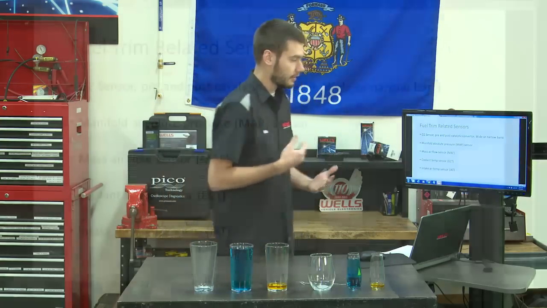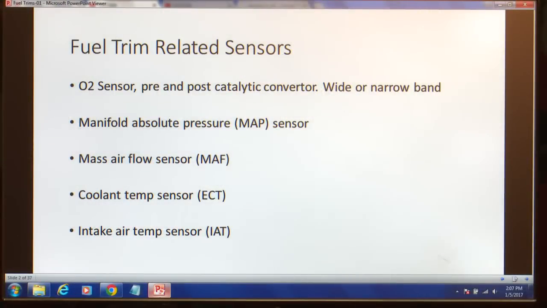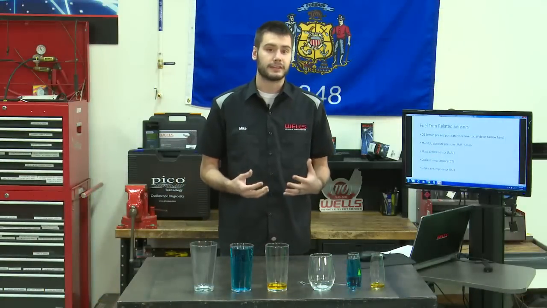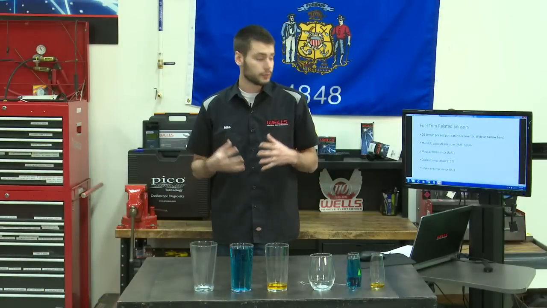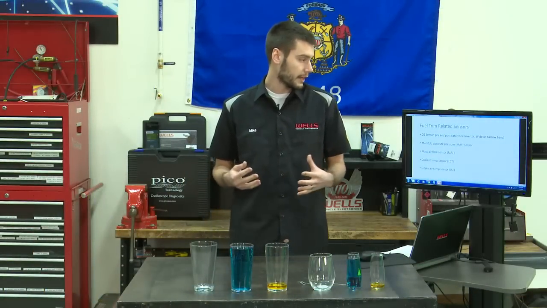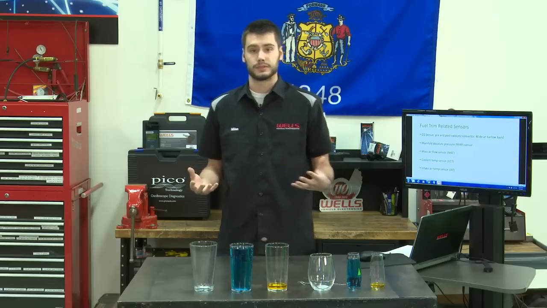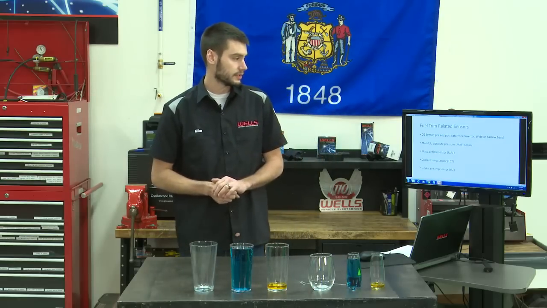We've got things like our oxygen sensors, pre and post cat. Those are going to be our biggest contributors to our fuel trims, and that's what the computer's going to watch the most. Things that are going to affect that: mass airflow sensor, MAP sensor, engine coolant temp, and intake air temp are all going to be factors in the way the fuel strategy is done on this vehicle and the way the fuel trims are done up inside the computer.